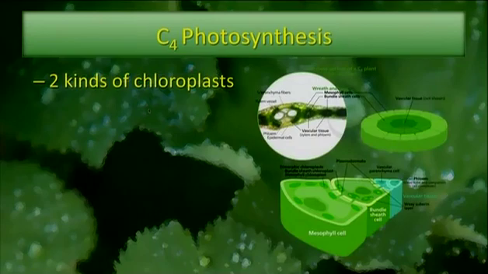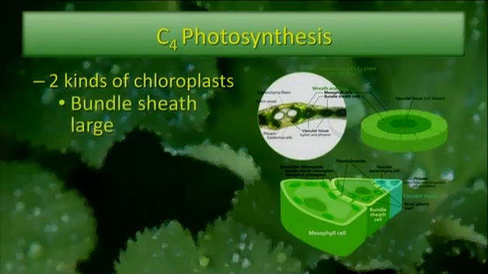There are chloroplasts in the bundle sheath that surrounds the vascular tissue. That's here. And these chloroplasts are large. They have lots of starch grains in them, numerous starch grains. They also have poorly developed grana. Remember grana, that's where the light reactions happen, right?